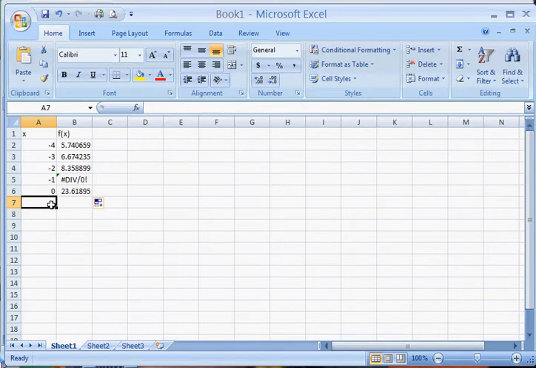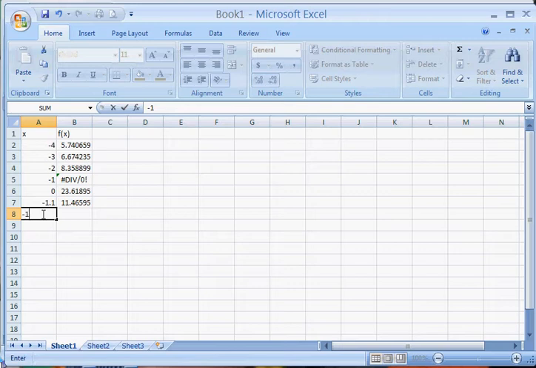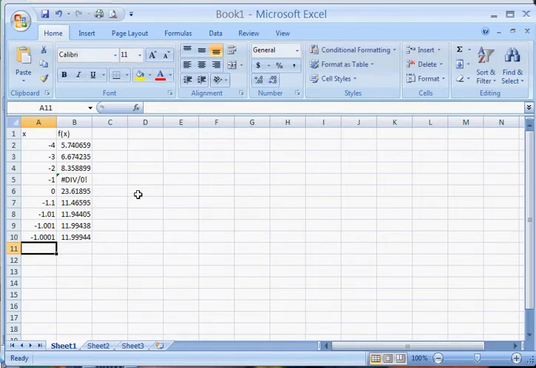I can say, well, let's get values close to -1. How about -1.1? Notice it automatically fills in the value with the function. Okay, 11.5. How about -1.01? So I'm only 100th off. Ooh, now I'm getting close. How about -1.001 or -1.0001 if I'm really revolutionary? Wow, that's getting really close to 12.